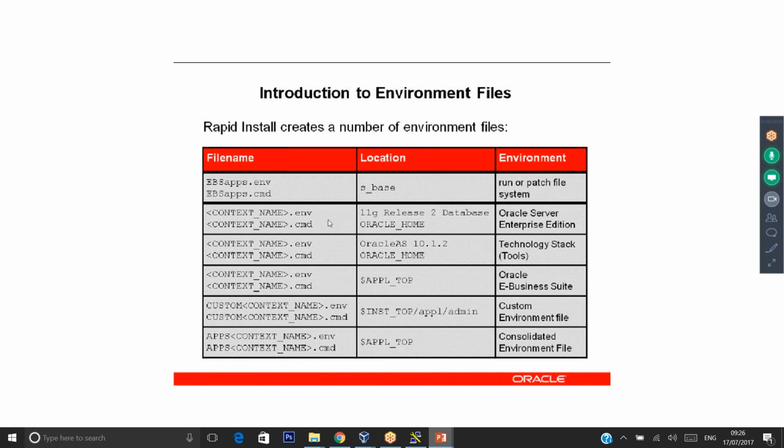It contains the 11g release 2 database related settings. It's a database related file. So this file contains all the 11g related database Oracle Forms, meaning your RDBMS and Oracle Forms related configuration and environment information you would be seeing in this env file.